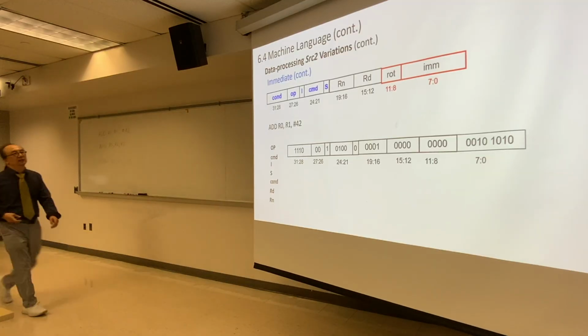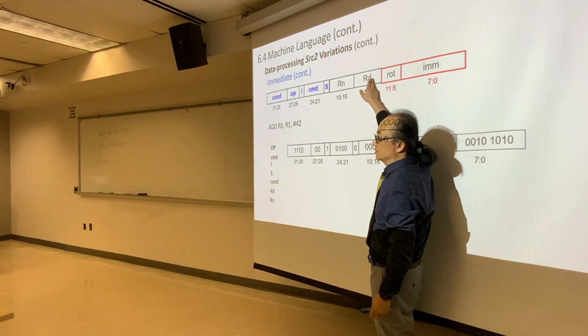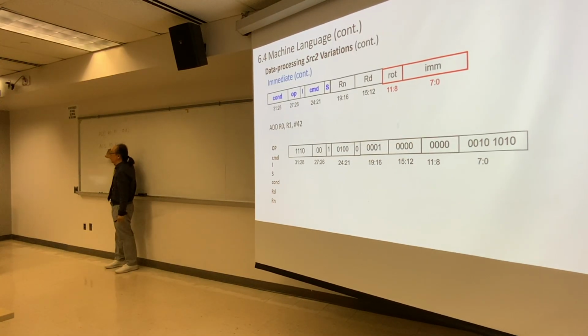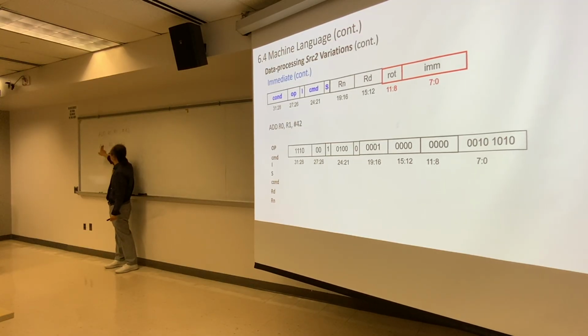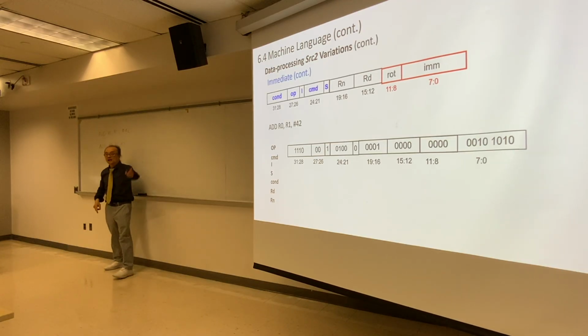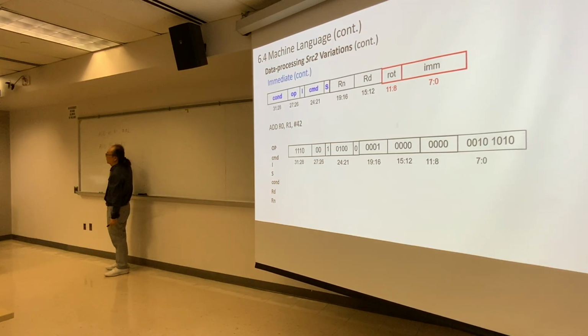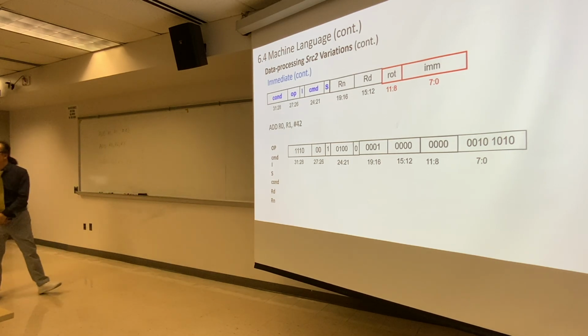We got RD, the destination register. What is the RD value here? 5. What is the RD value here? 0. That's the destination. RN is the next one, and then after this, RM. It's going to be RM. That's our first instruction, going from assembly language to machine language.